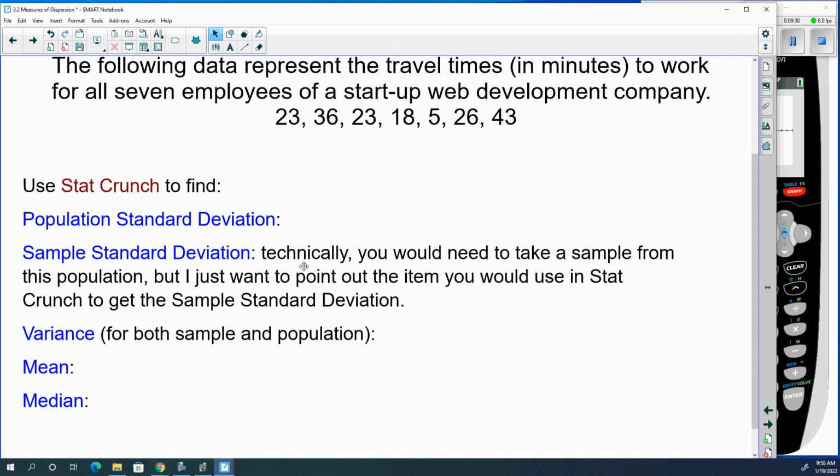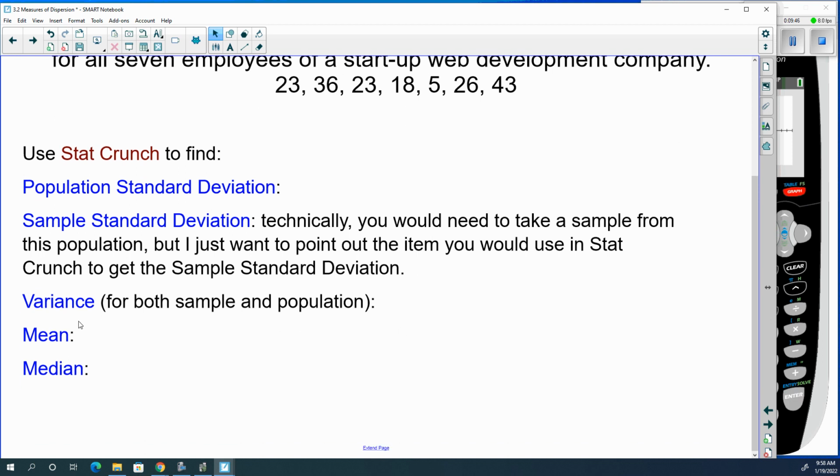Okay, so then the sample standard deviation, it says technically you would need to take a sample from the population, okay, but I'm not going to go and do a population from that. I just did the whole thing. Okay, and then we get the mean and the variance and the median. That was all just listed right there in StatCrunch for us.